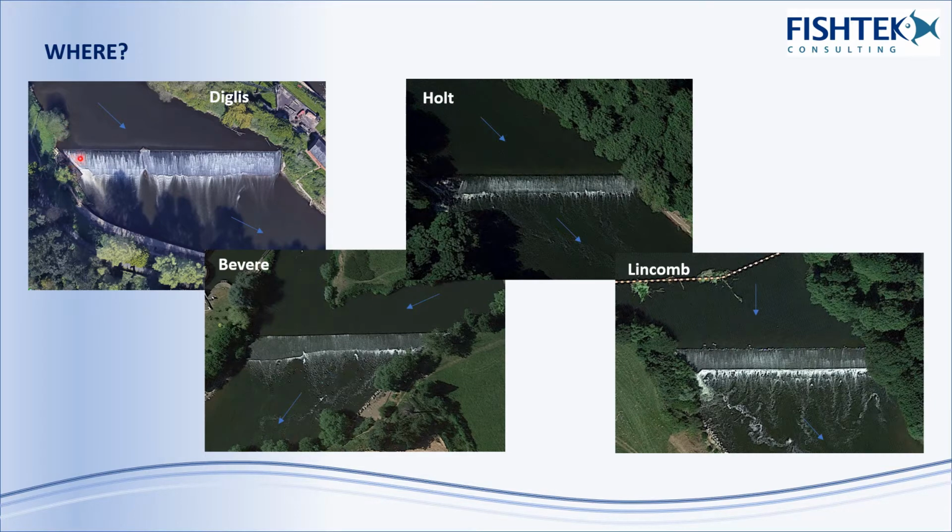This is the upstream corner of the weir. Flow is coming from top of the image to bottom, and you can see that for fish coming upstream, there's a clear upstream corner. Equally at Holt, it's not quite as pronounced, but for fish coming upstream, they'll eventually end up at this corner. Similarly for Bevere, coming upstream, there's a clear upstream corner here. And Lincomb is probably the site where it's least clear, but there is still an upstream corner over here. But like I say, it's not quite as pronounced as, for example, at Diglis, where the angle across the flow is quite more substantial.